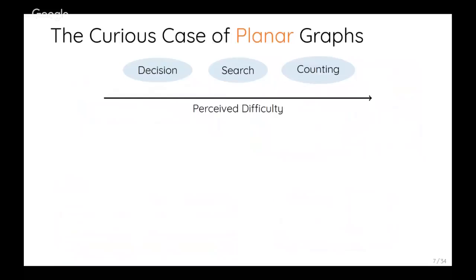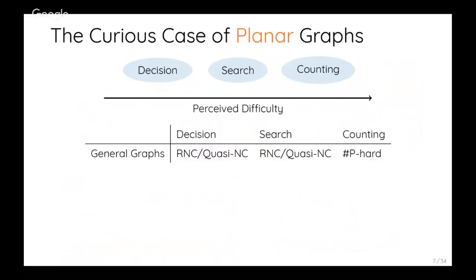So this talk is about the special case of planar graphs. Why do we consider planar graphs at all? In general, the decision, search, and counting problems for perfect matching are perceived to be in increasing order of difficulty. The reason is that decision can be reduced to both search and counting, so search and counting must be at least as difficult. For general graphs, counting is known to be #P-hard, whereas the previous two are in RNC, or even in polynomial time.